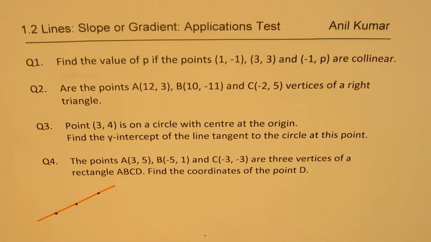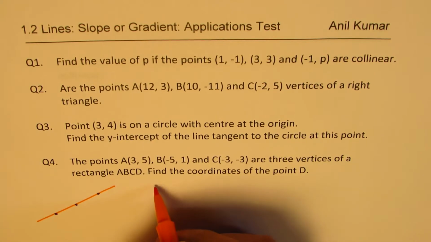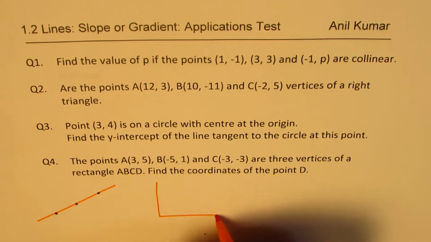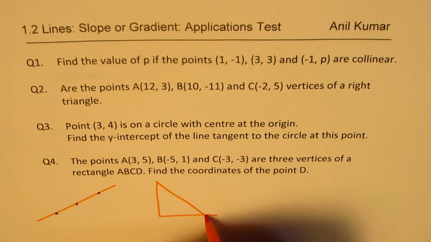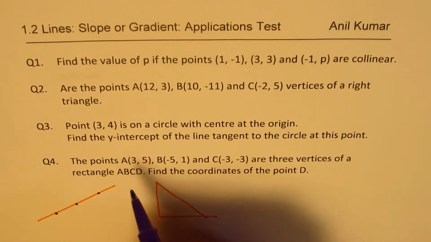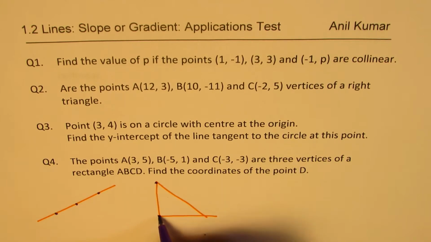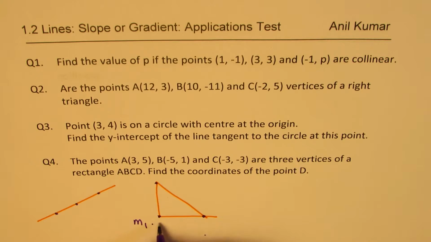Question 2. Are the points A, B, C vertices of a right triangle? So here we need to show that probably the slope between 2 points will be negative reciprocal. So m1 times m2 equals minus 1 means they are perpendicular, right?